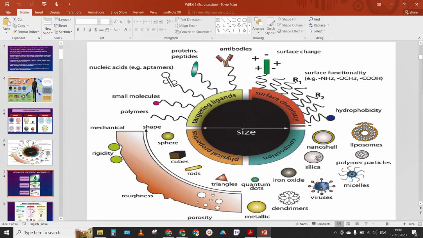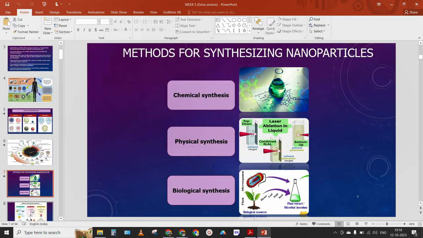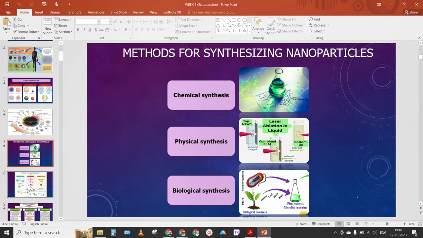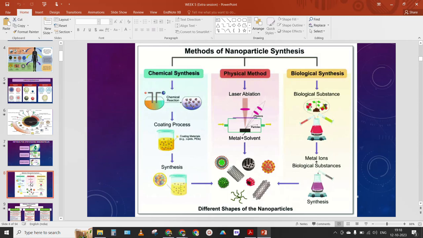Then methods of synthesizing nanoparticles. There are three methods of synthesizing nanoparticles: chemical synthesis, physical synthesis and biological synthesis. We'll cover these topics in brief now. In chemical synthesis, we use chemical reactions that lead to a coating process with polymers like lipid or polymersomes, etc. Then we lead to the synthesis of nanoparticles by using chemicals. So it's called chemical synthesis.